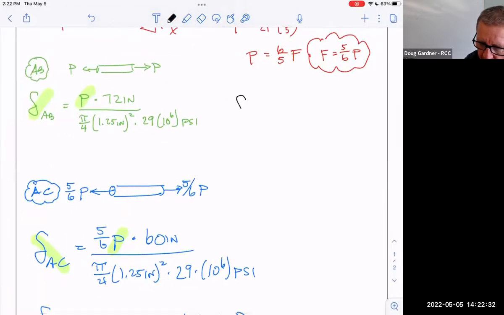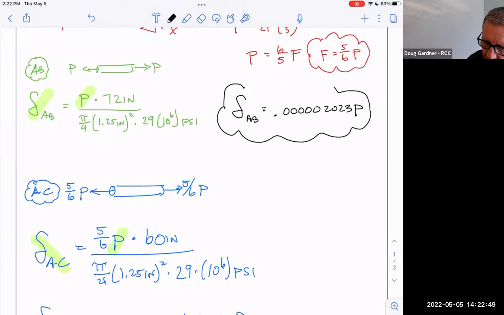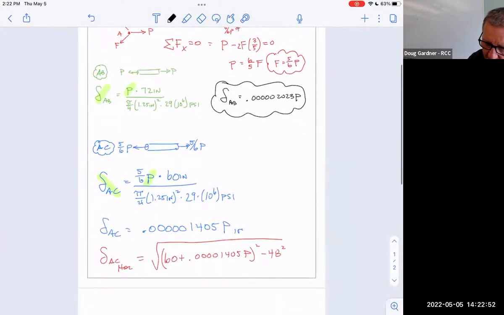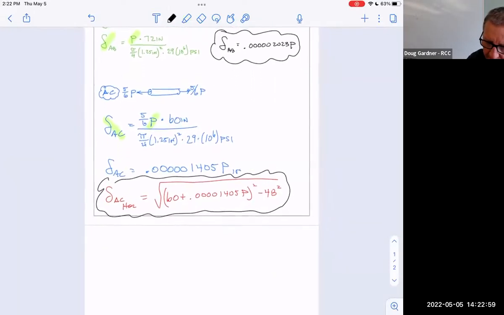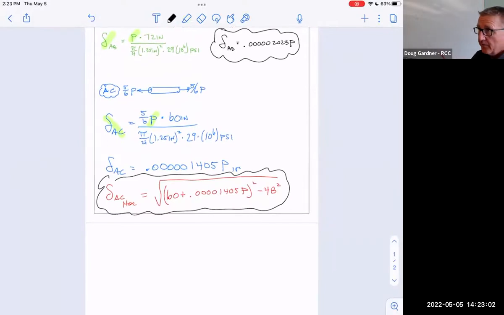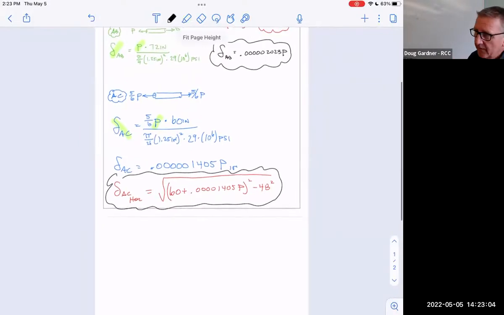Up here, what is sigma AB? Well, again, isn't it P times a bunch of numbers all multiplied out? So if you multiply that out, you get 5 zeros, 2023. So that's how much longer that got. This is how much longer this got. And now if I add those two expressions to each other, that's equal to 0.25. You cool with that?